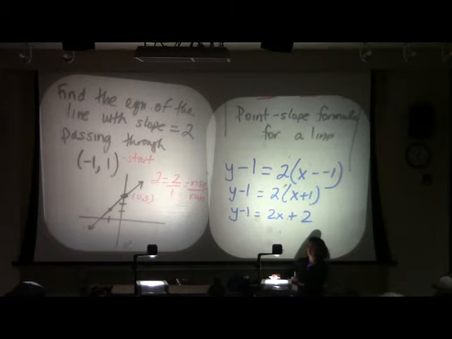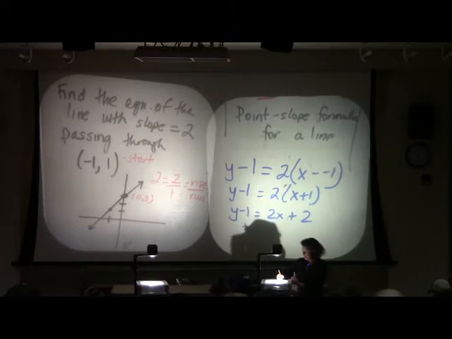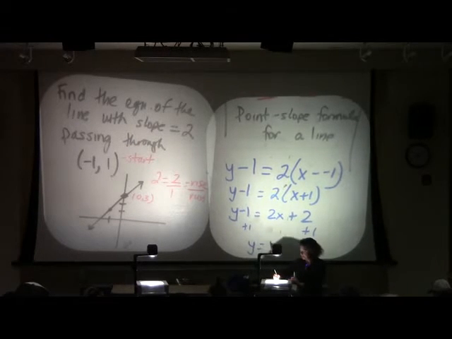Last but not least, we always like these things solved for y. How do you move this minus 1 over? You add it to both sides. So do you agree we get y equals 2x plus 3?